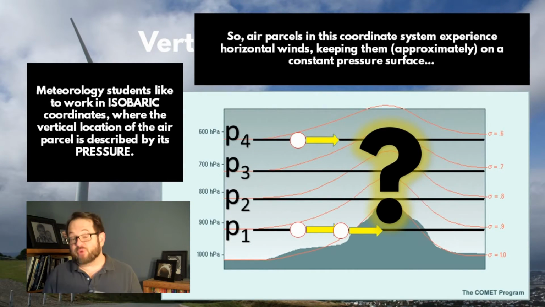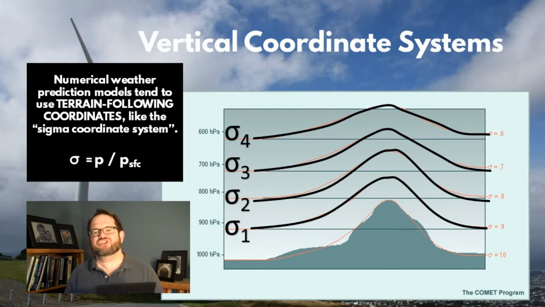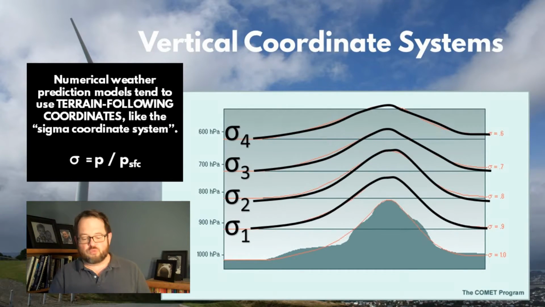That's why, in practice, real numerical models don't do that. They use a different coordinate system. They use terrain-following coordinate systems. That's a whole class of coordinate systems that all work in approximately the same way. We'll talk about a particular variation on that called sigma coordinates.